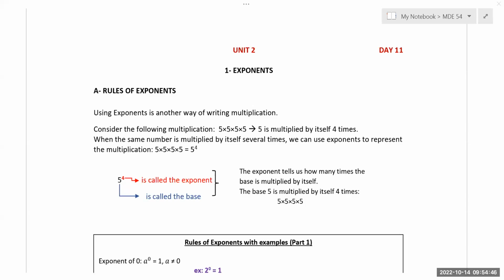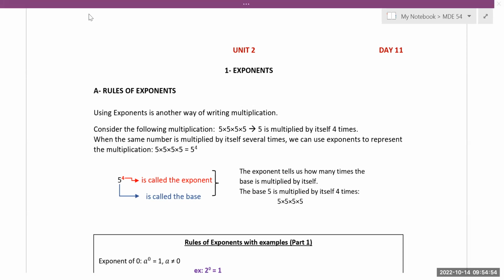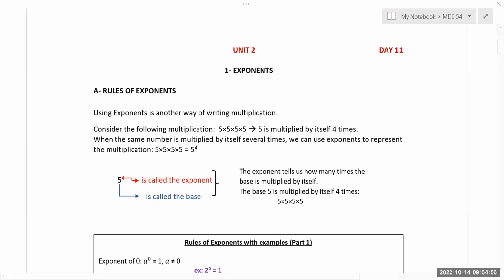All right, hello, and we are now in our exponential modeling part of your MDE 54. Over here, we're going to start with the rules of exponents. Before we get into all those exponential models, just what are exponents in general?